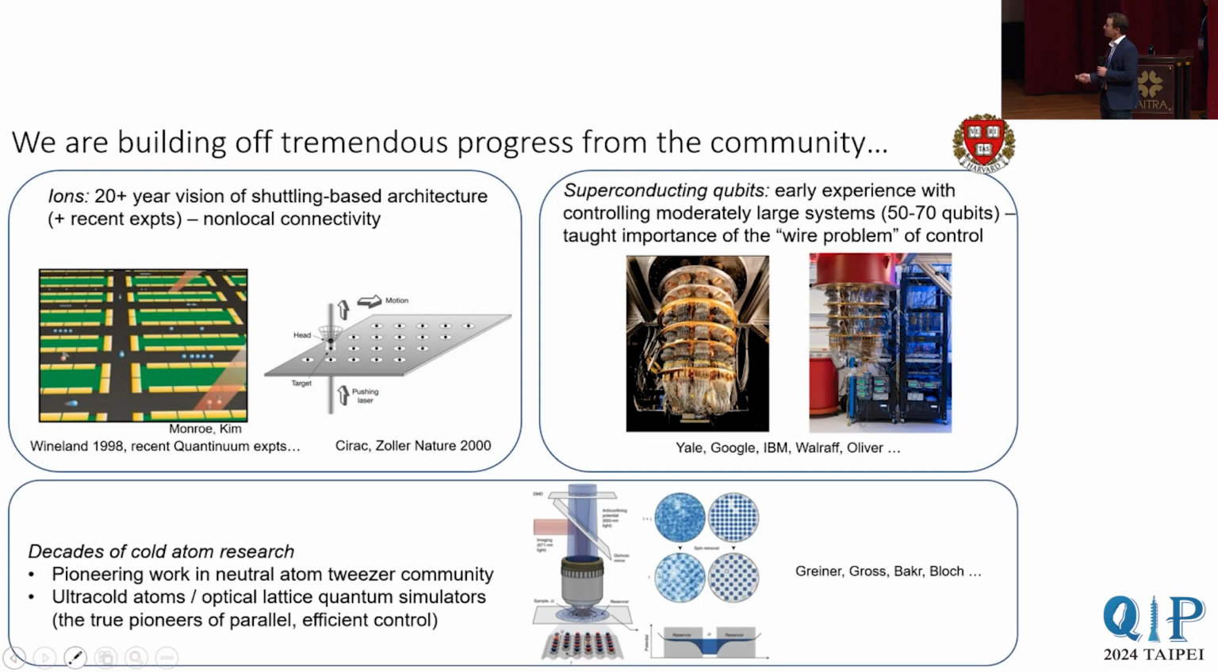And actually, the cold atom community, the ultracold atoms and cold gas and optical lattice community, is really responsible for a lot of the early knowledge we've built in terms of how to control large-scale quantum systems based on atoms. So all of the work we're doing in today's talk will be heavily leveraging these various communities.